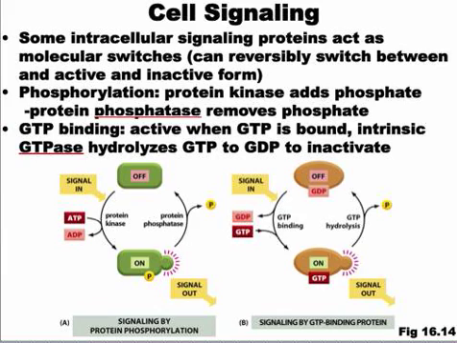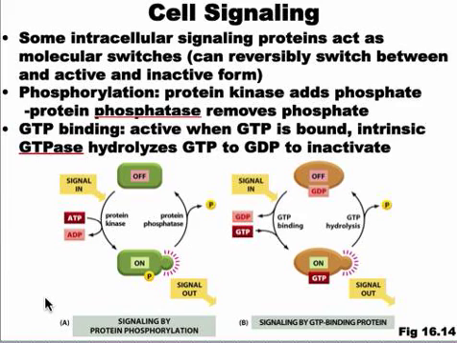Another class of molecular switches are the GTP binding proteins. And these proteins switch between an active and inactive state depending on whether or not they have GTP or GDP bound to them. Now once activated, and again they get activated by GTP binding, these proteins have a GTPase activity, and they will shut themselves off by hydrolyzing their bound GTP to GDP.